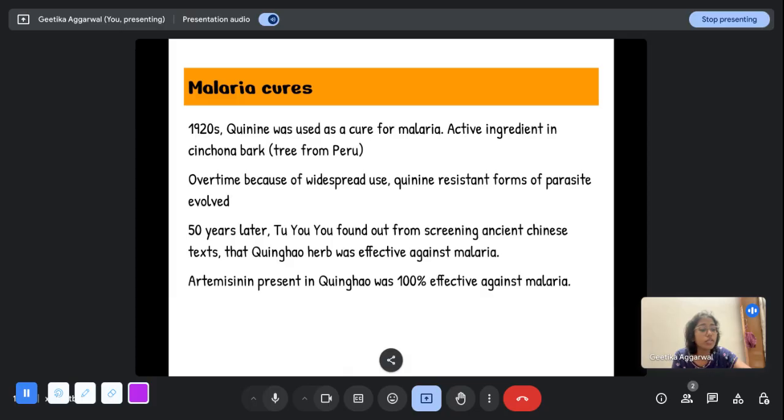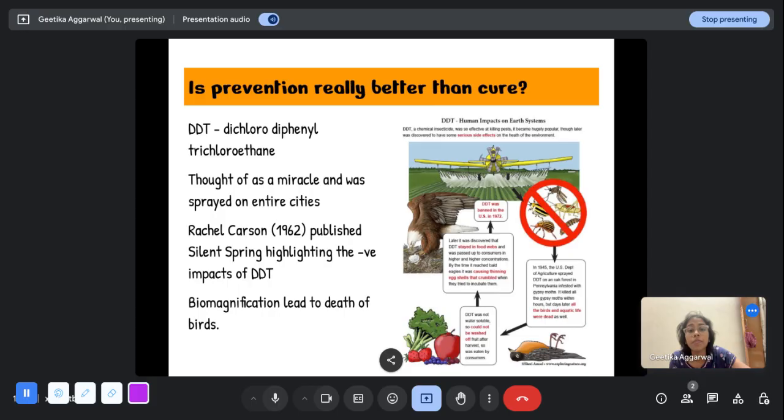and it was sent to the Vietnam soldiers for them to treat themselves. And now WHO actually recommends an artemisinin combination therapy for treating malaria. And Tu Youyou, much later, got her Nobel Prize in 2015 for her discovery of this drug to treat malaria.